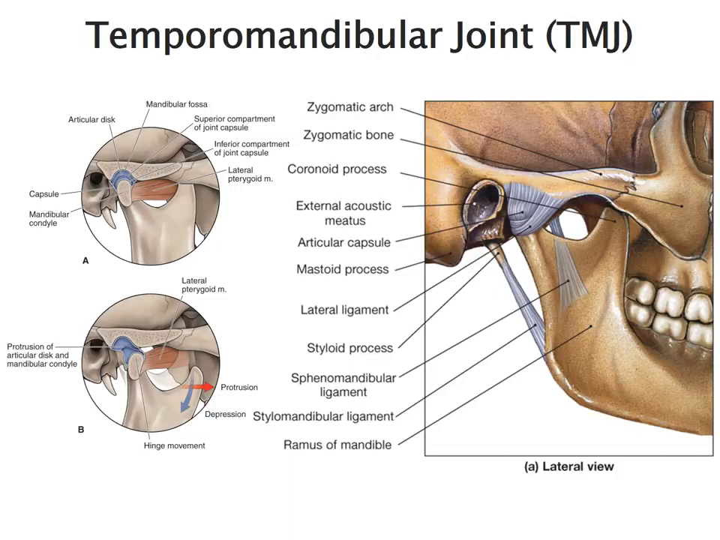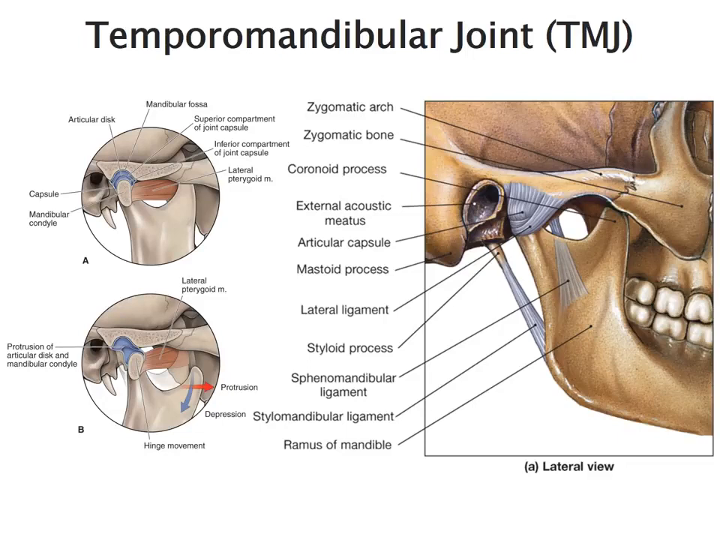Now let's take a closer look at the temporomandibular joint, abbreviated TMJ. The temporomandibular joint is a bilateral synovial joint which is formed by the condyle of the mandible and the mandibular fossa of the temporal bone. Like other synovial joints, the temporomandibular joint has an external joint capsule, and the joint is also strengthened and reinforced by several extracapsular ligaments.